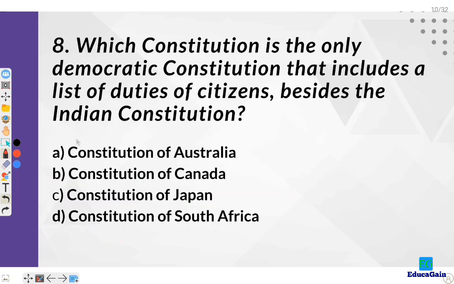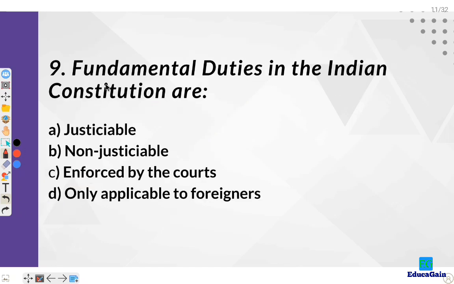Next question is, which is the only democratic constitution that includes a list of duties of citizens besides the Indian Constitution? The correct answer is the Constitution of Japan. Next question is, the fundamental duties in the Indian Constitution are, correct answer is B, non-justiciable.